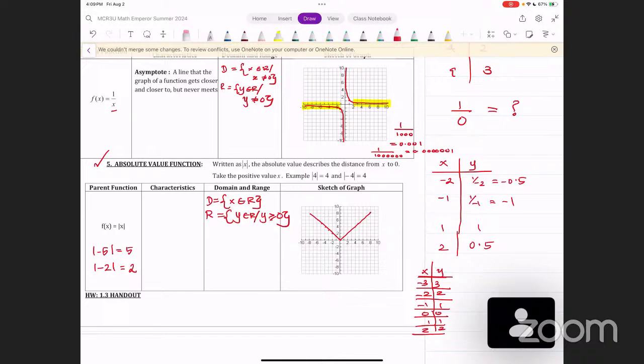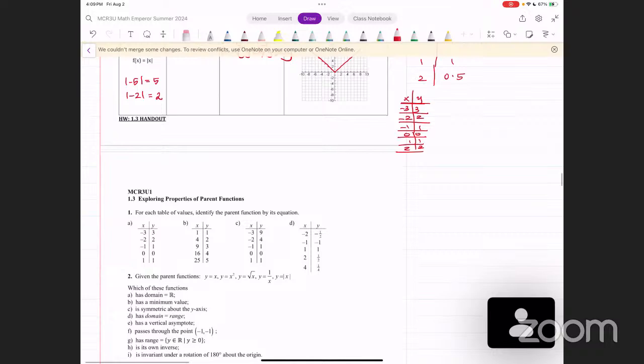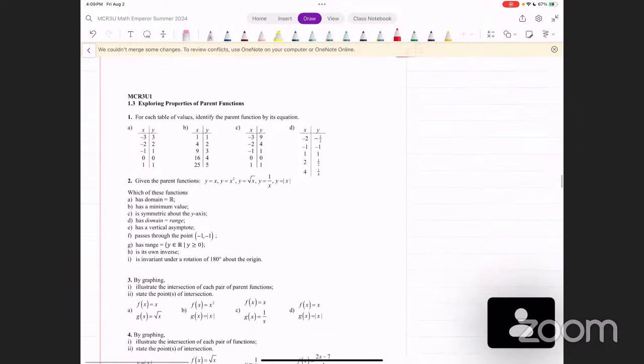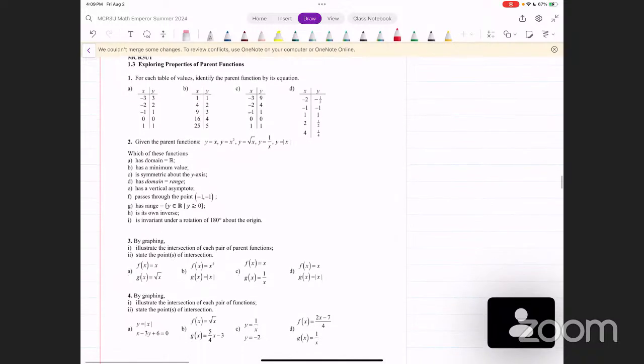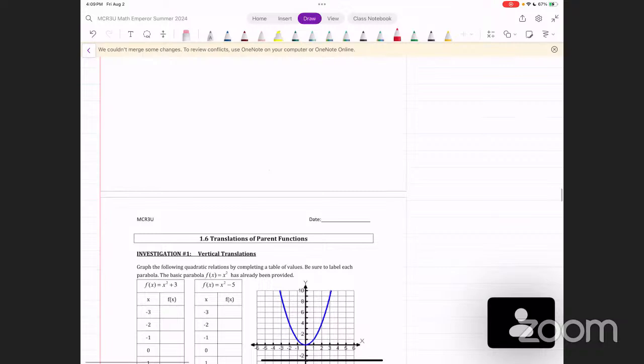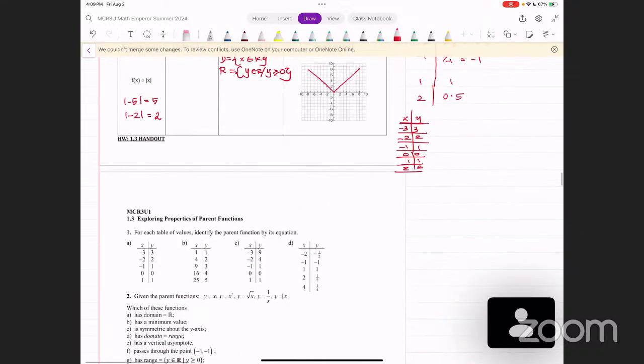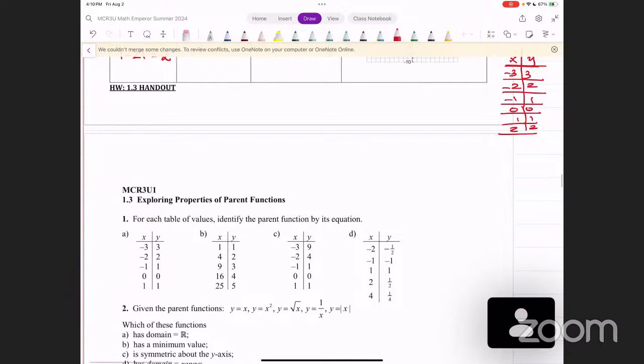All right. Now, for each value, justify your parent function. So this is some practice question they're giving. The next one illustrates the intersection of each pair of functions. We're going to be going back to a few things here. This is section 1.3 where we're going to explore the functions. So let's go back to C. We talk about the following functions.